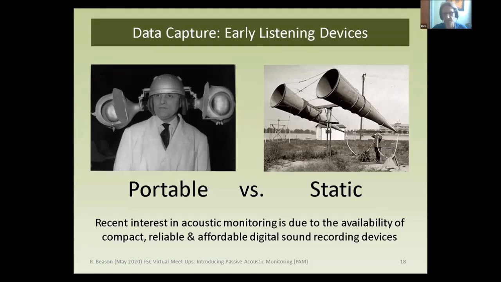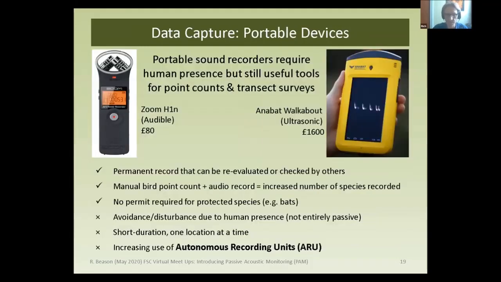So you've got portable and static recorders. Portable devices are such as this Zoom H1N, which is a sort of handheld lecture theatre recorder. I've got one of these. They're pretty useful. You can carry them around, and portable bat recorders. So these are useful tools for point counts and transect surveys. And basically you create a permanent record so you can reevaluate it or get someone to check it for you.